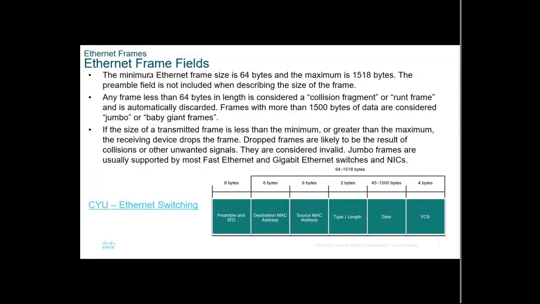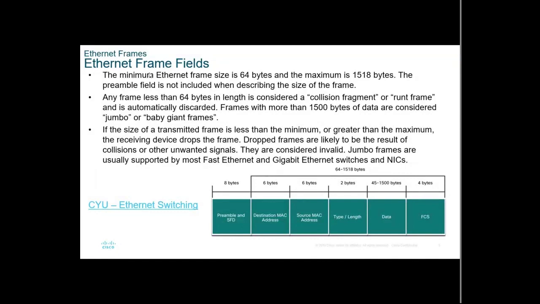So the smaller frames are sometimes called runts or collision fragments, and the large ones are jumbo or baby giant frames. These are some names that we give them. Any frame less than 64 bytes is considered a collision fragment or a runt frame, and is automatically discarded. Frames which are more than 1500 bytes of data are considered jumbo or baby giants. If the size of a transmitted frame is less than the minimum or greater than the maximum, the receiving device just drops it, just ignores it, because something obviously went wrong.